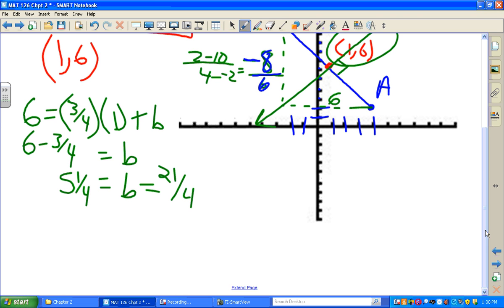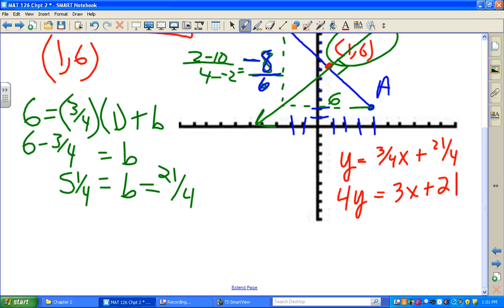So I got y equals 3/4 x plus 21/4. Clear out the denominators. Going for the general form. See, some people subtract 3x. Some people say you can't have a negative a. And some people say you can have a negative a. So I'll just leave it as that. Negative 3x plus 4y equals 21.